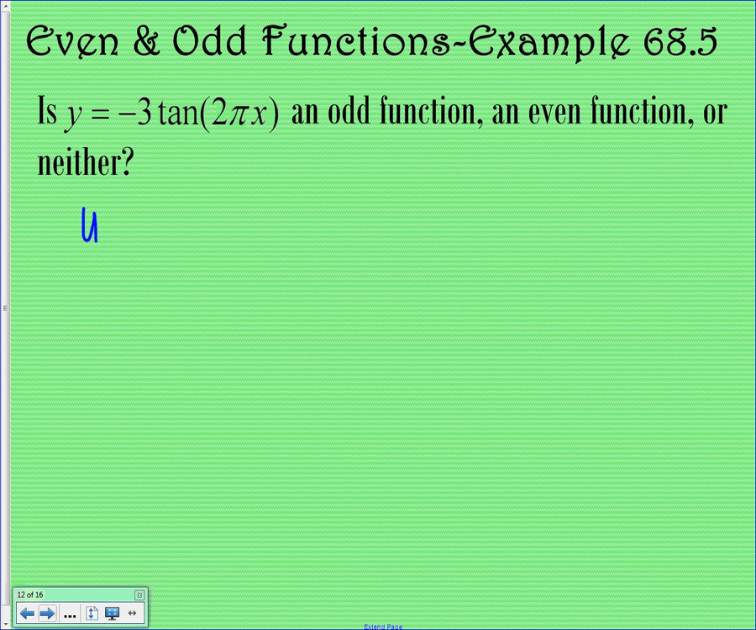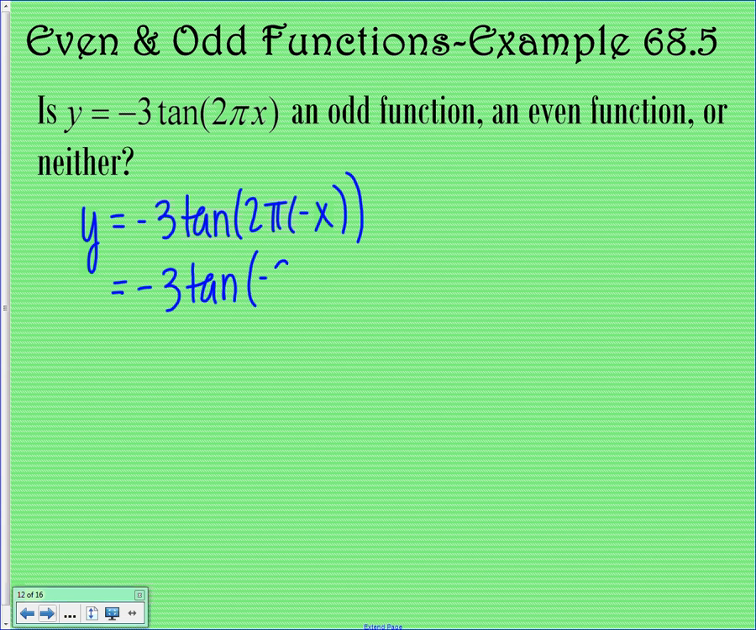So we're going to plug in a negative x into our function. And now we want to simplify that. I went ahead and pulled that negative out. Now this is using the property that we learned back at the very beginning of the year, that when you have a negative inside of your tangent for your angle, you can actually pull it out front and make it negative tangent of the positive angle.